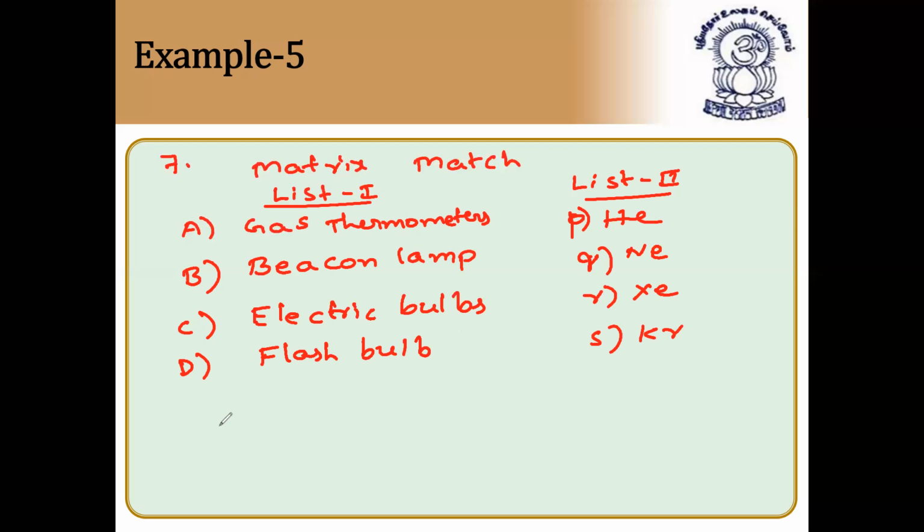Here the answer is A is P. Gas thermometers use helium. Next, B is Q. Beacon lamp is neon. Next, C: electric bulbs use neon, krypton and xenon, so Q, R and S. Very, very important. And D, flash bulb.